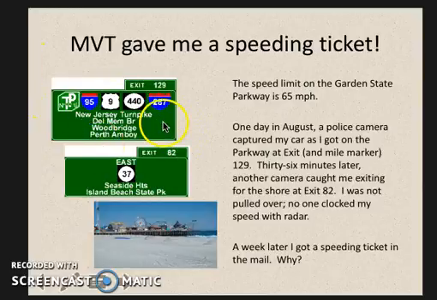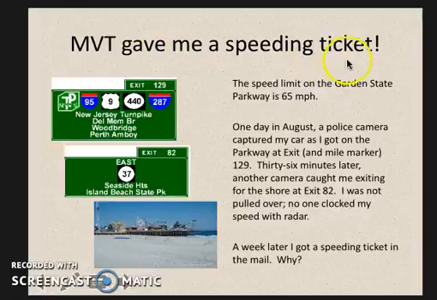The mean value theorem gave me a speeding ticket. The speed limit on the Garden State Parkway is 65 miles per hour. One day in August, a police camera captured my car as I got on the parkway at exit 129. You know that the exits are all about a mile apart. 36 minutes later, another camera caught me exiting for the shore at exit 82. I wasn't pulled over, no one clocked my speed with radar or anything. And a week later, I got a speeding ticket in the mail. Why?